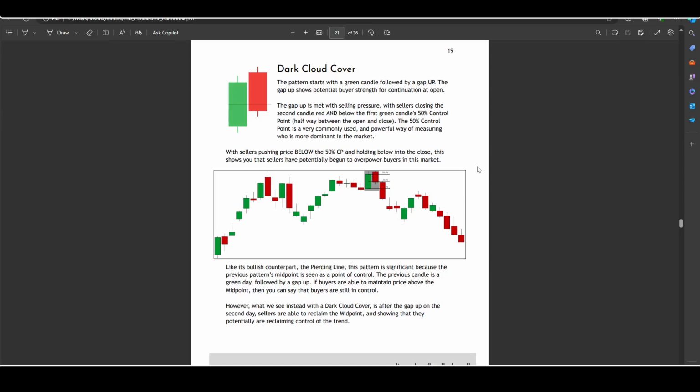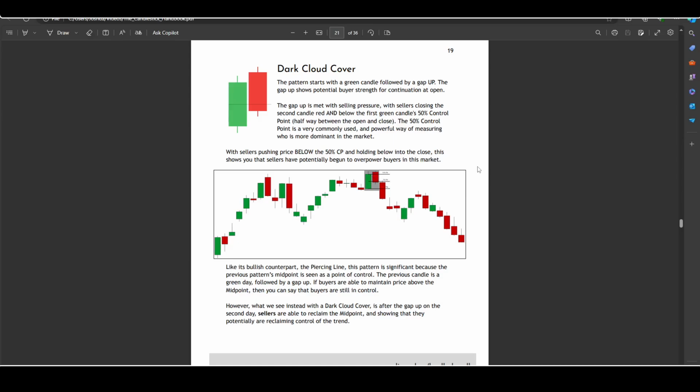The dark cloud cover. The pattern starts with a green candle followed by a gap up. The gap up shows potential buyer strength for continuation at open. The gap up is met with selling pressure, with sellers closing the second candle red and below the first green candle's 50% control point, halfway between the open and close. The 50% control point is a very commonly used and powerful way of measuring who is more dominant in the market. And this is for any time frame.